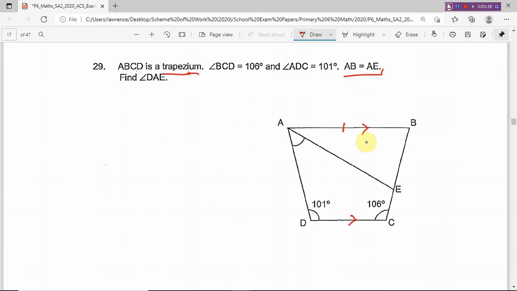So you will need to mark out the sides. And it will tell you that this triangle is isosceles, so these 2 angles are equal. Okay, and then the next thing to do is to mark out the question mark, DAE, question mark. And you are done. Now we are going to look for easy angles.